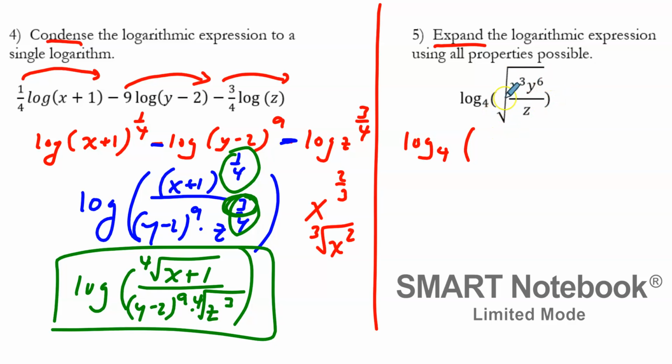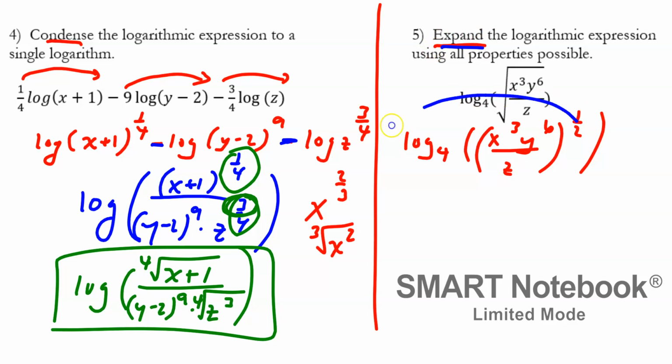All of these things are underneath the square root, which really means all of these things are being raised to the 1/2 power. So the first thing I'm going to do is keep these in the top, keep this on the bottom, but raise all of them to the 1/2 power. The reason I want to do that is because if we are expanding a log, we want to bring the exponent down in front. So we have 1/2 log base 4 of all of this in the argument.